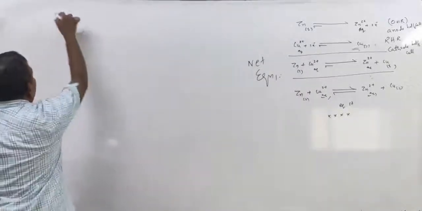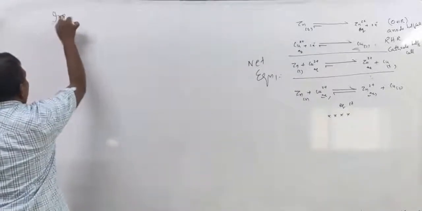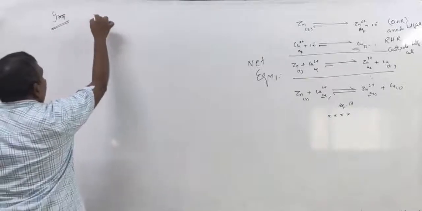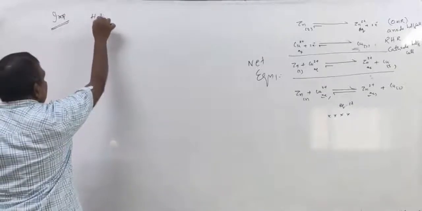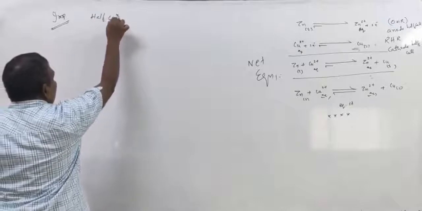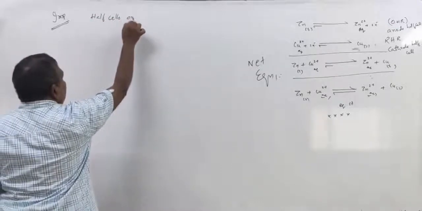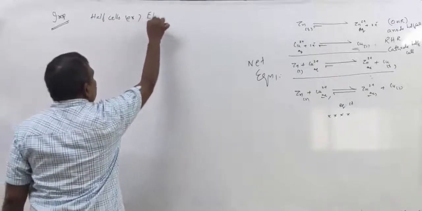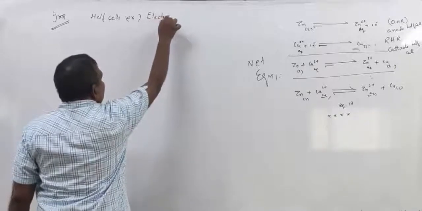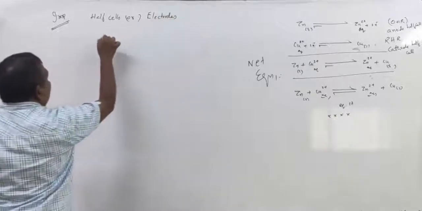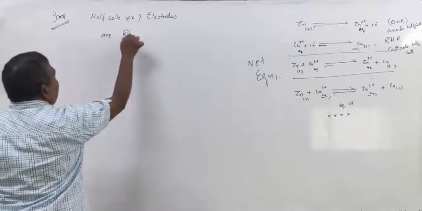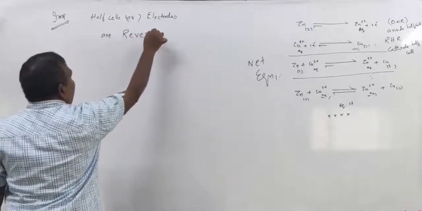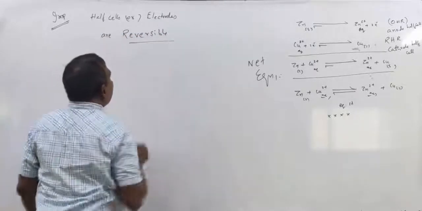The most important point is that half cells or electrodes are reversible. Now, what is the meaning of this?